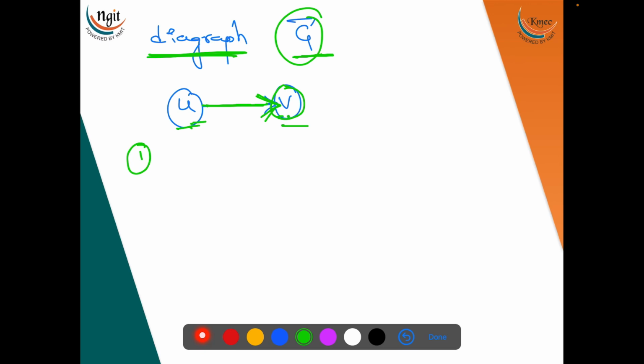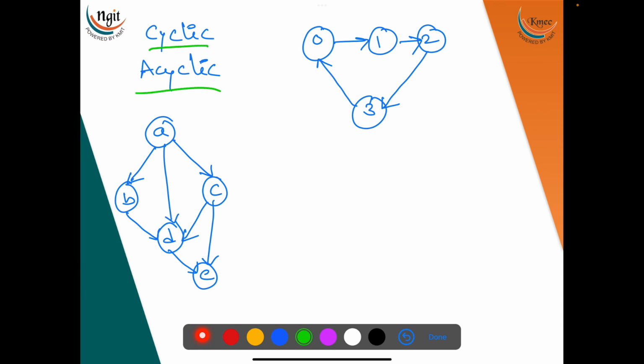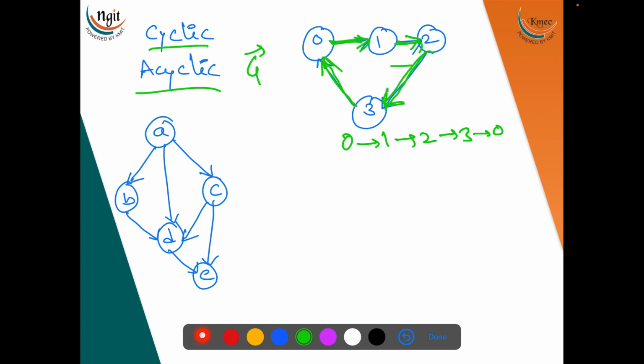Now, there are two kinds of digraphs, that is cyclic and acyclic. What do you mean by a cyclic graph? A directed cycle of graph G' is a cycle where all the edges are traversed according to their respective directions. Now it forms a cycle according to their respective directions. Now 0 to 1, 1 to 2, 2 to 3 and 3 back to 0. So it forms a cycle. This is called a cyclic directed graph.